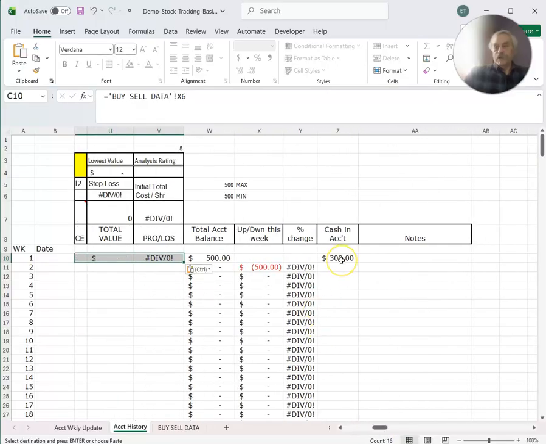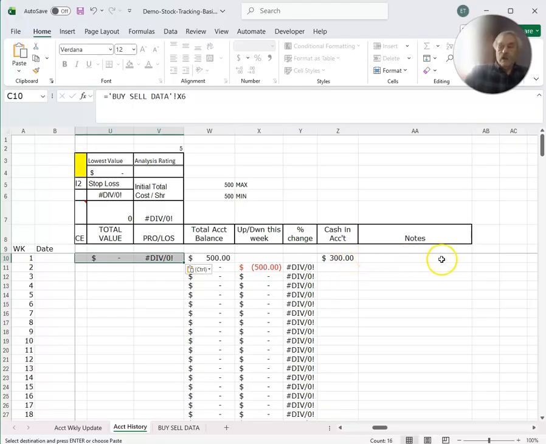There's my cash in the account because you might have cash left over. So between the $200 value of your stock plus the $300 in your account, your total balance is $500. Next week, when you put this in, this will now tell you how much you are actually up or down from the week before. If it's red, you're down. If it's green, you're up. And this will actually also calculate the percent change. Are you up 1%? Are you down 0.5?